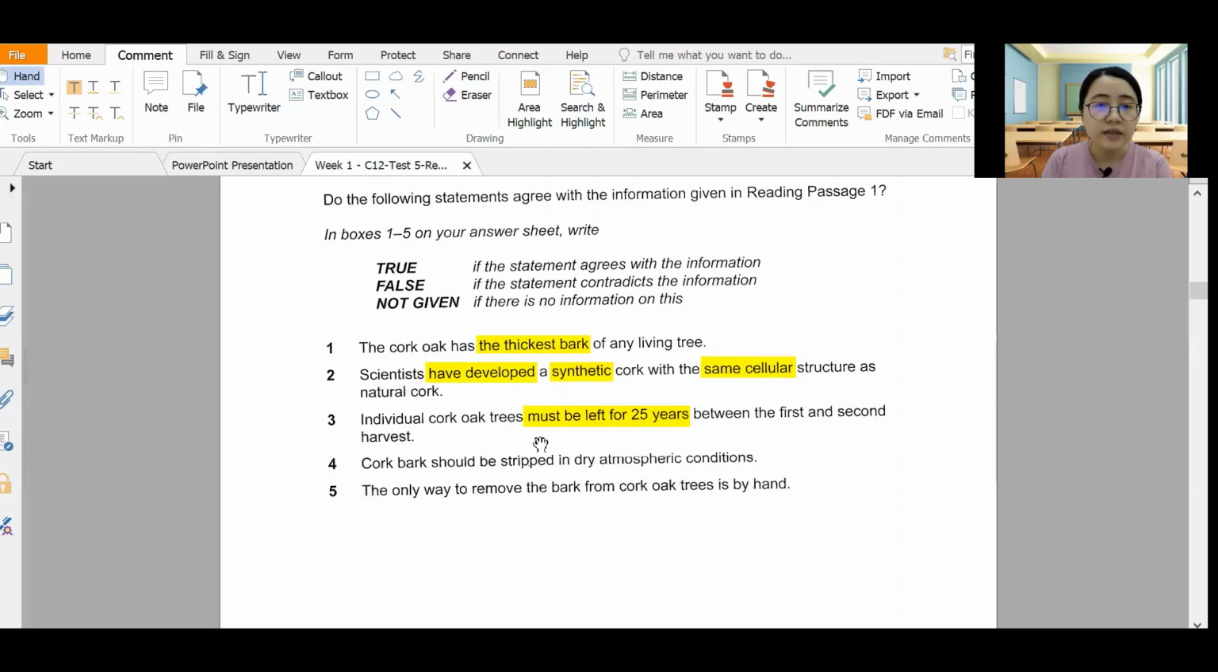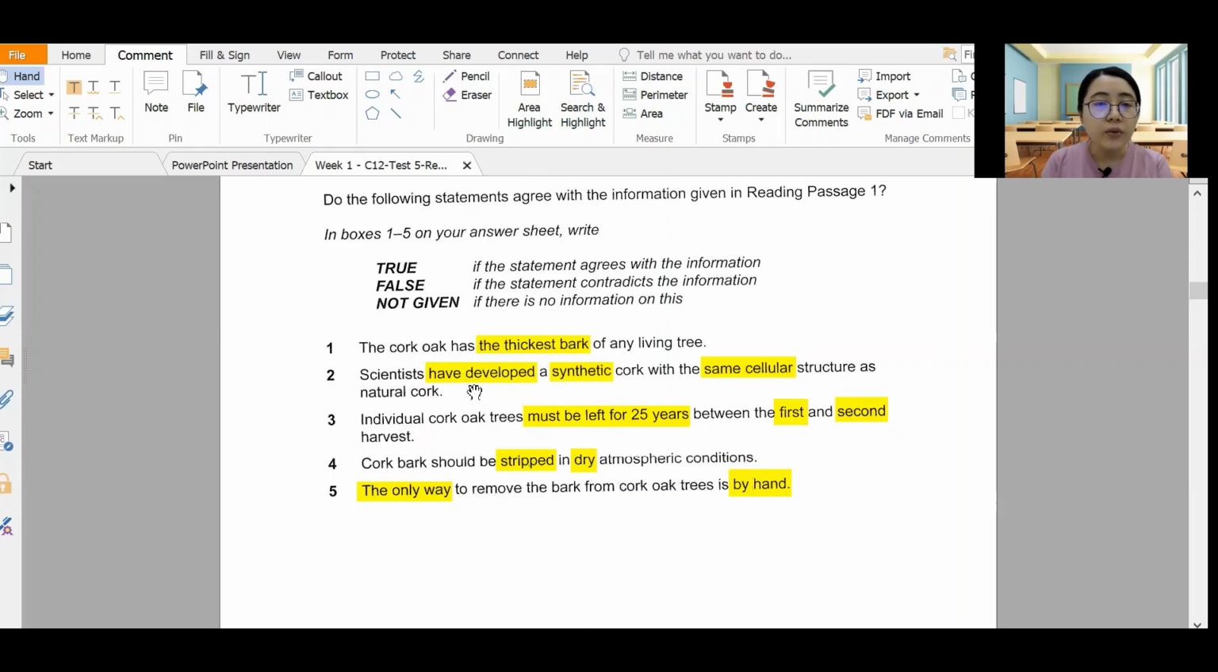The first and second harvest. I will check if it is the first and also second, is it between this period? Would be stripped in dry atmosphere. I will see if it is dry or not. The only way to remove the bark is by hand. The only way is the keyword. I will check if it is the only way or if there are any other ways to remove it. Is it by hand or not.